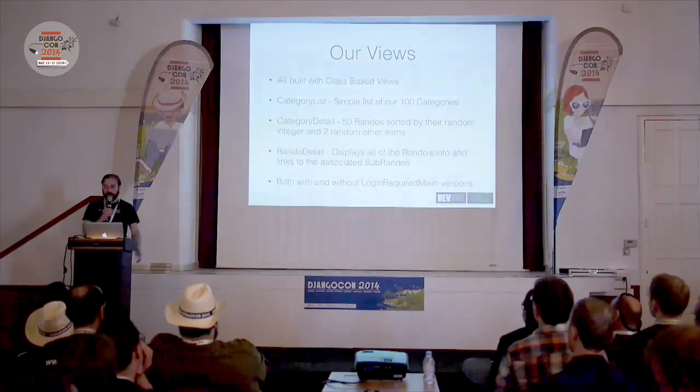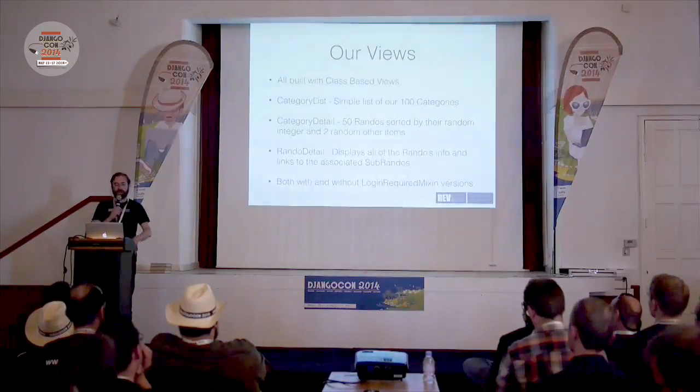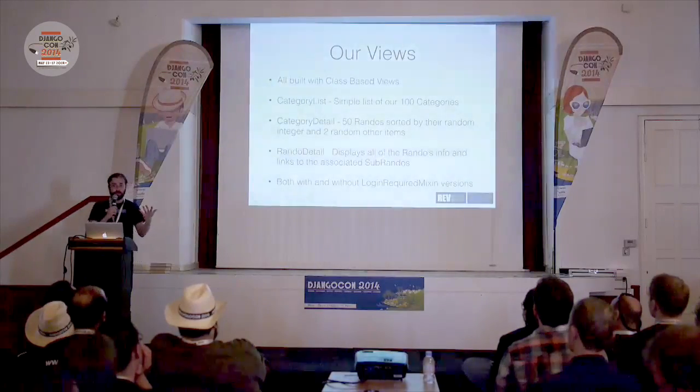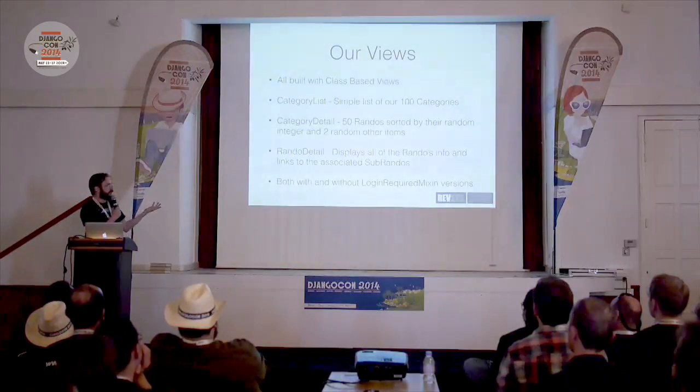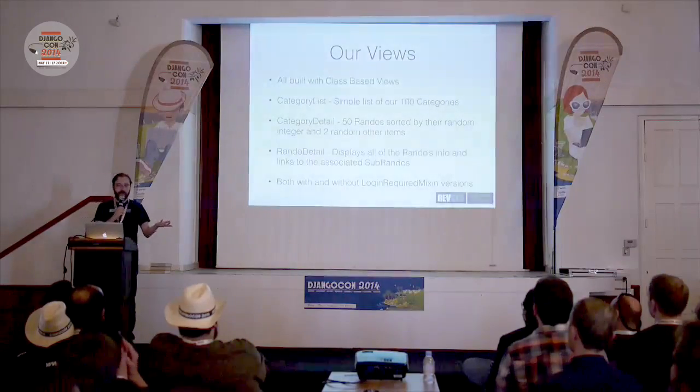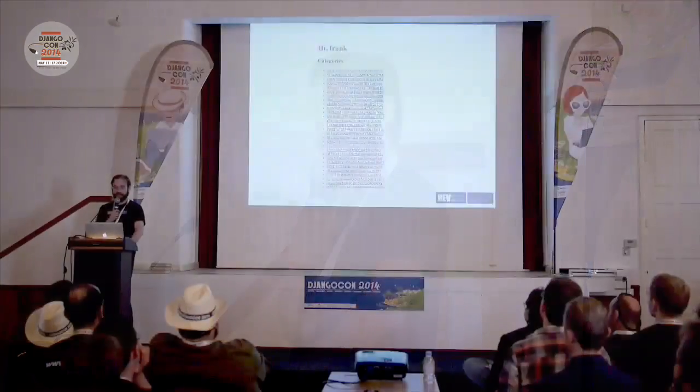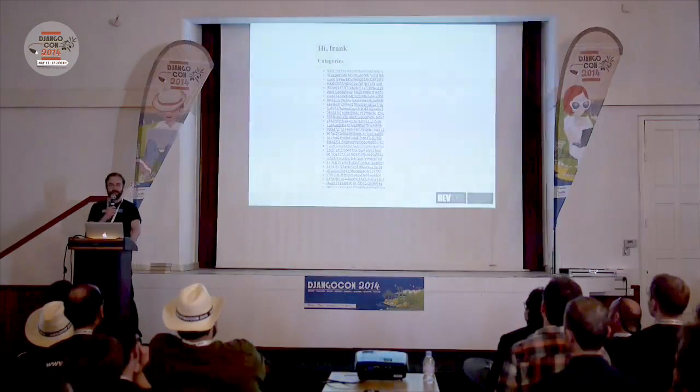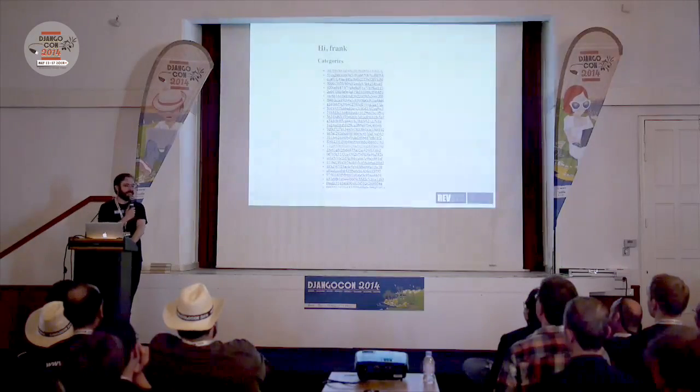We list our categories. We list the data of the details, where I grabbed 50 random randos, show the data of those randos, and I've created both with and without login versions, so we can see the difference between anonymous users and logged in users. Now, it's not very pretty. I optimized the performance of the site here by not using extraneous markup or CSS. So it's not very pretty at all. It's not even Bootstrap. It's just HTML.